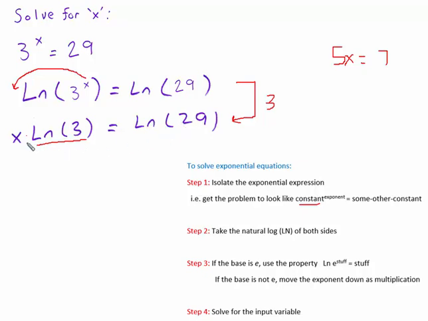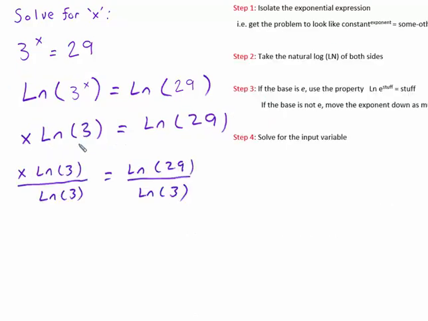You have a number times x equals a number. So what I'm going to do is take the left-hand side of the equation and the right-hand side and divide by the natural log of 3, since the natural log of 3 is being multiplied by x. Then I would have the natural log of 3 divided by the natural log of 3, which simplifies down to be the number 1, so I'd simply have x equals this number here.